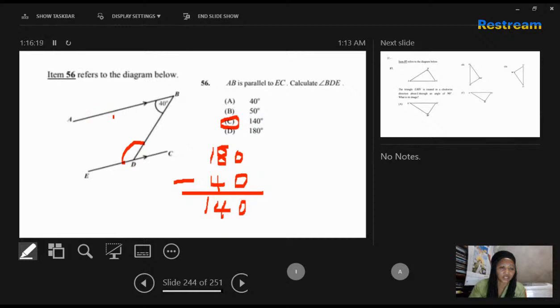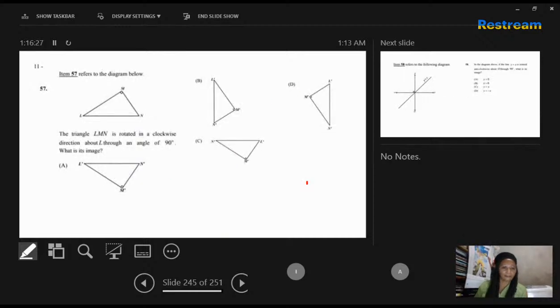So these two lines are parallel, so these two angles add up to 180. Asar.